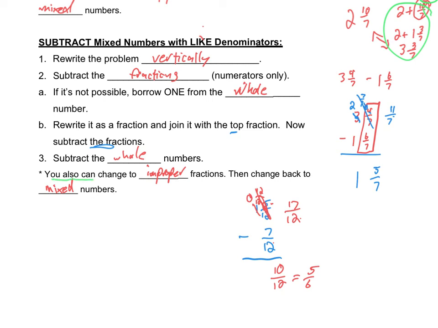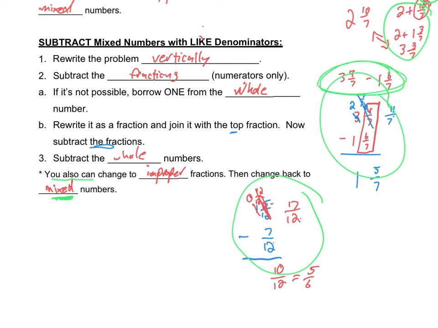You also can change to improper fractions, then change back to mixed numbers. So if these examples I just did didn't make much sense to you, let's change this mixed number. The borrowing's kind of hard. I know it's a difficult concept. Let's do 3 4/7 minus 1 6/7. Let's change those to improper fractions. So 7 times 3 is 21, plus 4 is 25/7, minus 7 times 1 is 7, plus 6, 13/7. So 25/7 minus 13/7 gives you 12/7.